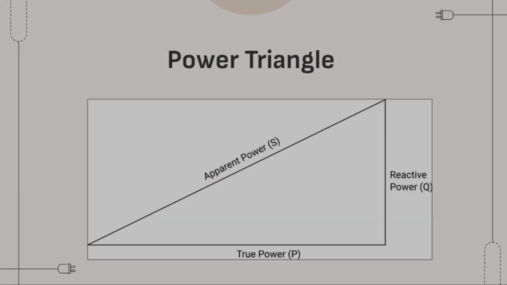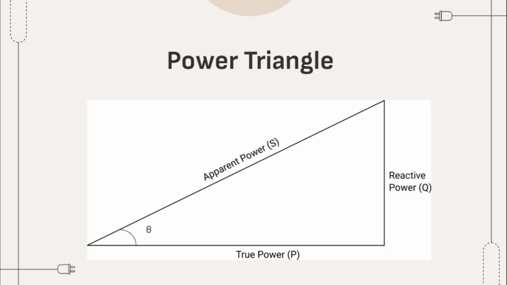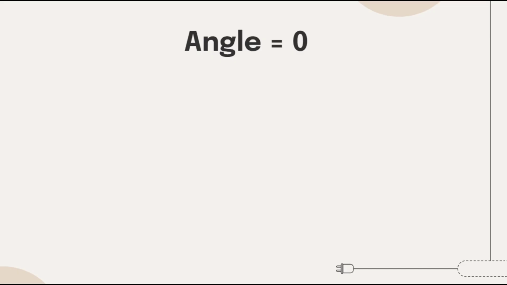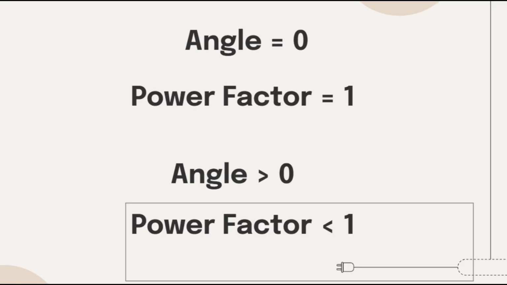We can visualize this using the power triangle. It's based on the cosine of the angle between real power and apparent power. If the angle is 0, the power factor is equal to 1, and all the power is useful. If there's more reactive power, the angle gets bigger and power factor drops below 1.